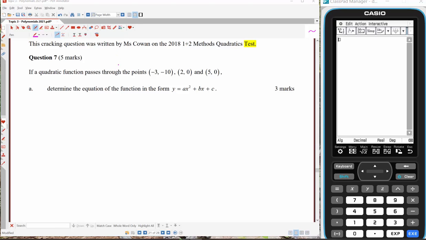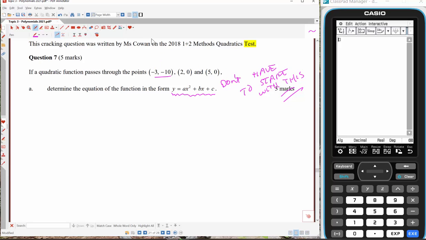So here is the point I want to make. Just because they want the function in this form doesn't mean we have to use it. We don't have to start with this. We can find the equation any way we like and then chip it into this form. So let's have a look at the points that we were given.